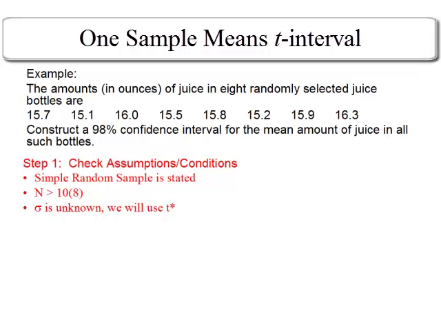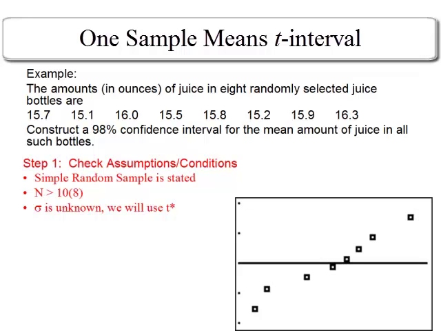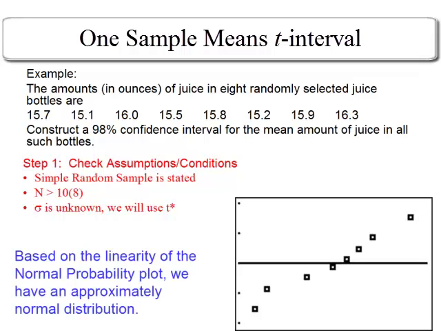Next, we'll have to determine if we have a normal distribution. Since we have our data, I've done a normal probability plot. Based on this normal probability plot and its linearity, we have an approximately normal distribution.